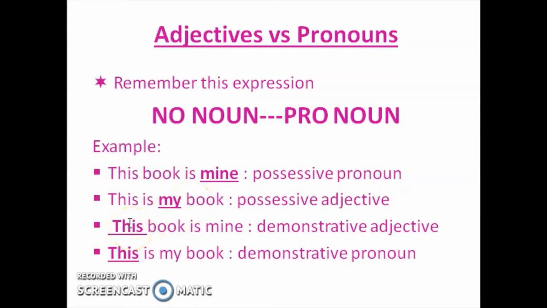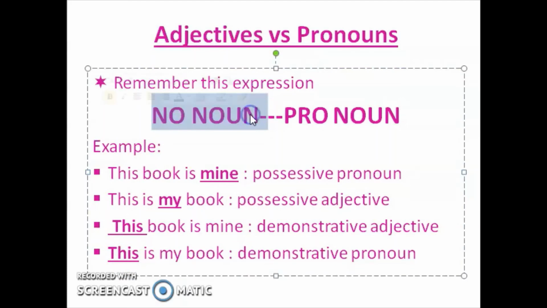Sentence 3, "This book." This is followed by a noun. Because there is a noun, it is not a pronoun. Hence, it is an adjective. Sentence 4, "This is." That means this is not followed by any noun. Then this expression holds good, no noun, which means this in the fourth sentence is a pronoun.